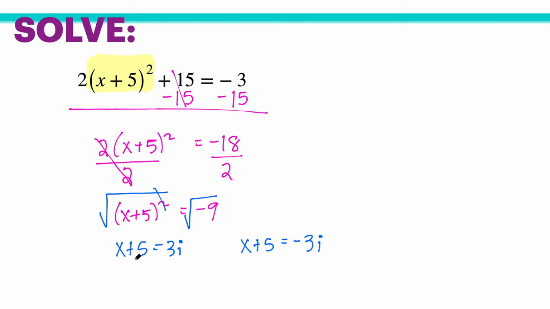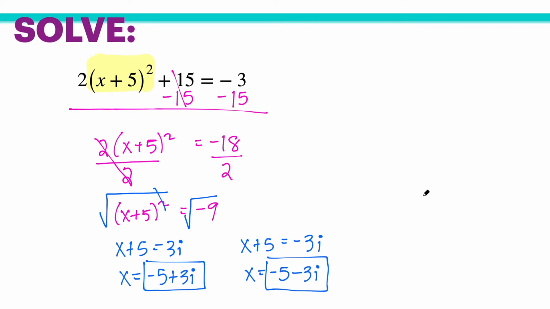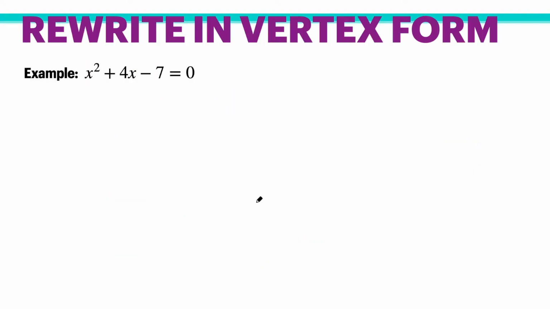So whenever we solve for x, we're going to subtract 5, and we'll get negative 5 plus 3i as one answer. And then when we subtract 5 here, we'll get negative 5 minus 3i. Or you could say negative 5 plus or minus 3i would be the same thing as saying these two things separated. The 5's are still negative in both cases, but you would have a positive 3i and you would have the negative 3i.